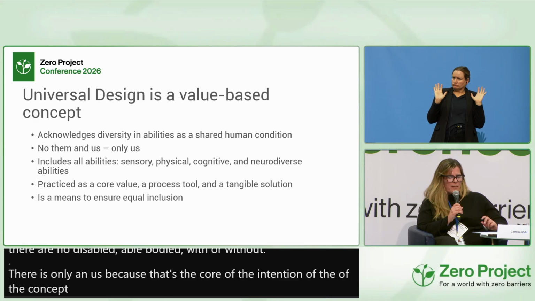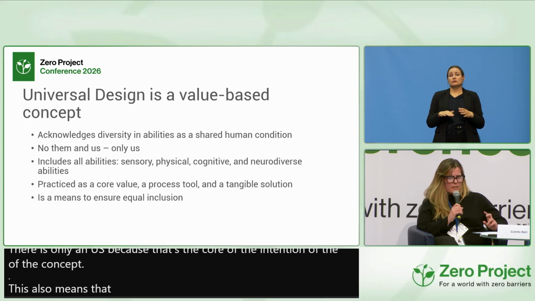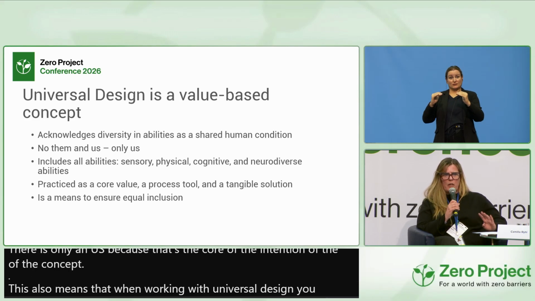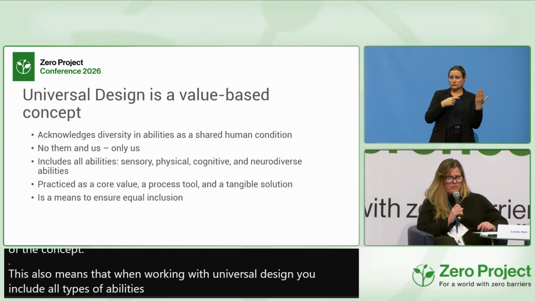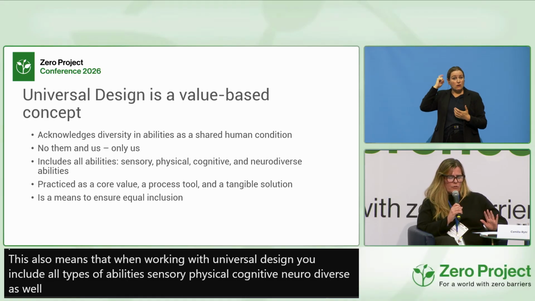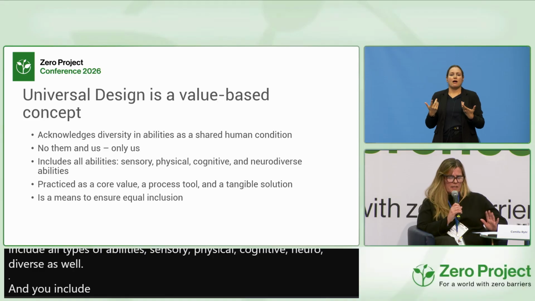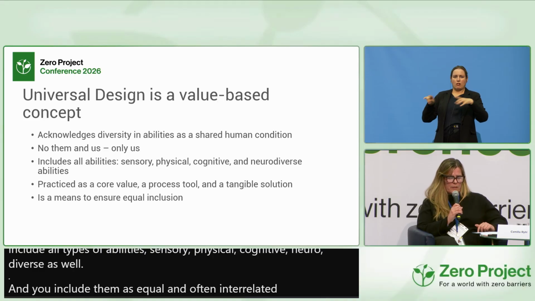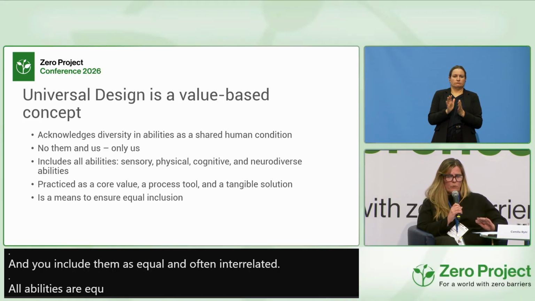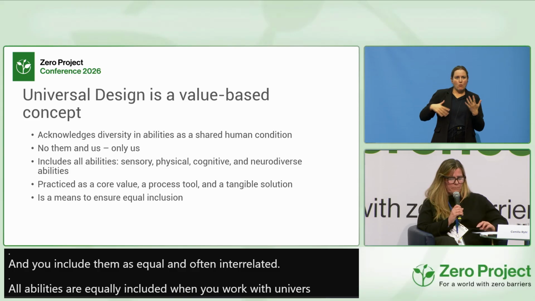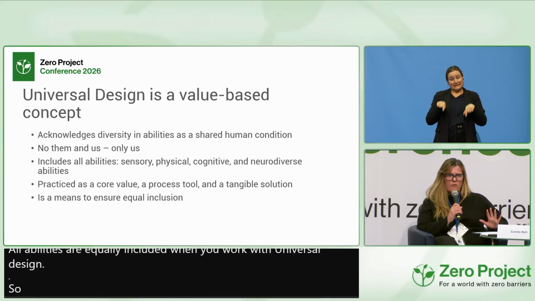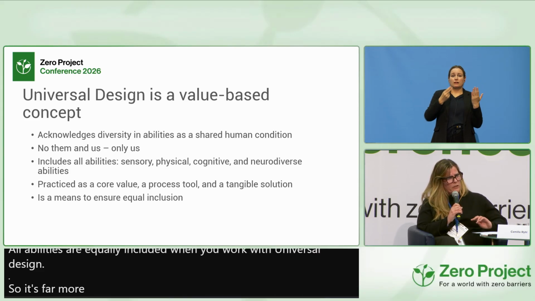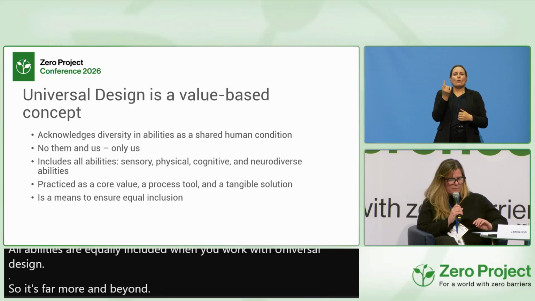This also means that when working with universal design, you include all types of abilities, sensory, physical, cognitive, neurodiverse as well, and you include them as equal and often interrelated. All abilities are equally included when you work with universal design. So it's far more and beyond wheelchair accessibility.